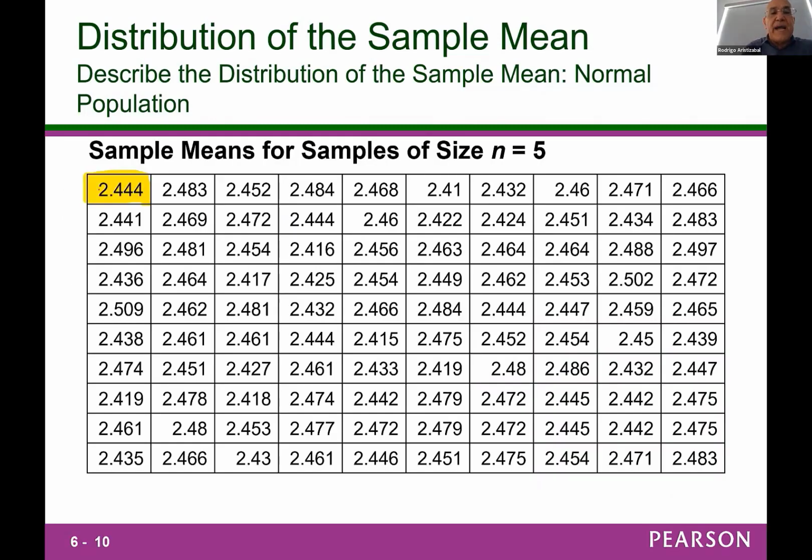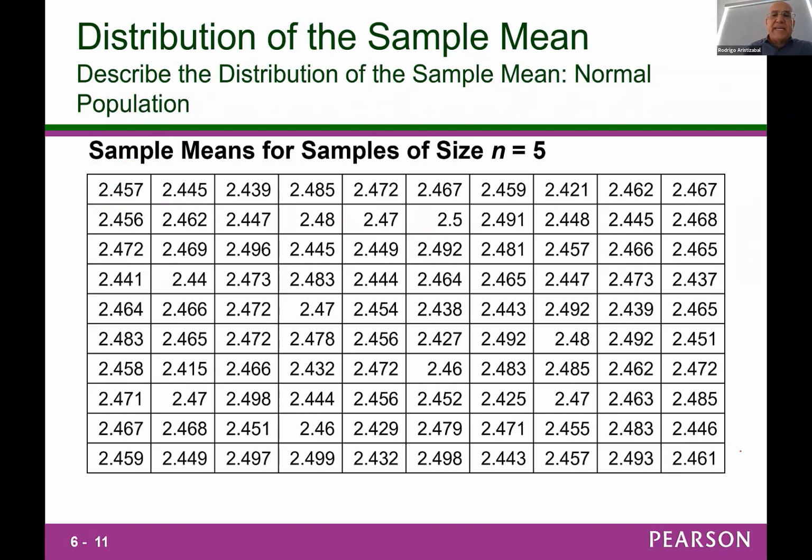In this table, we have 100 sample means. That was the first one that we obtained from my first sample. And this is sample number 100. It is equal to the mean of this sample; when we sum the weights of all of these pennies and divide by 5, we obtain this number. Here in this other table, we have 100 more. In total, we have 200 samples of size 5.